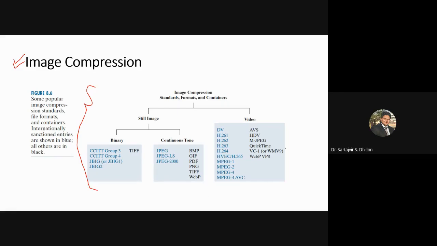Image compression algorithms are generally divided into still image or video. The video categories are defined as this, and the still are divided into two further categories: binary and continuous. Normally we are more familiar with JPEG, the Joint Photographic Experts Group, and I will also upload a paper where you will get all the information about image compression.